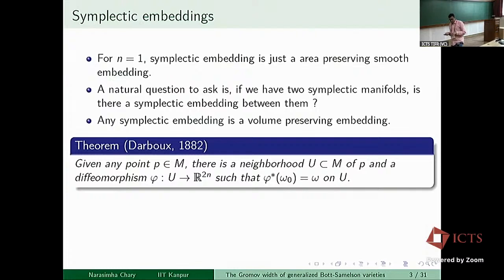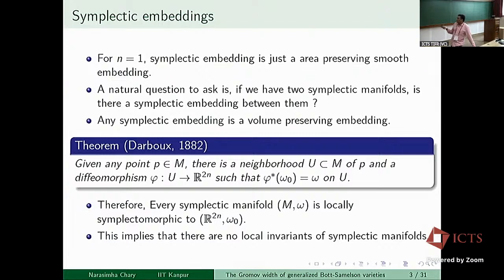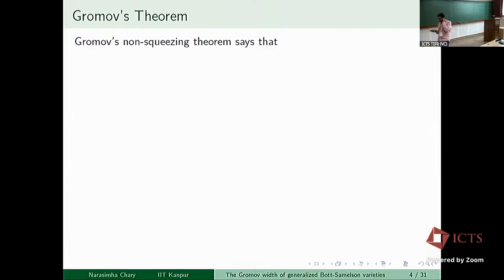But if you want to study locally, can you differentiate two symplectic manifolds? You cannot, because of this theorem: around any point there is a neighborhood that is locally R^n with the standard symplectic form. That means every symplectic manifold is locally symplectomorphic to R^n, so there are no local invariants. That means you have to study some other invariants.